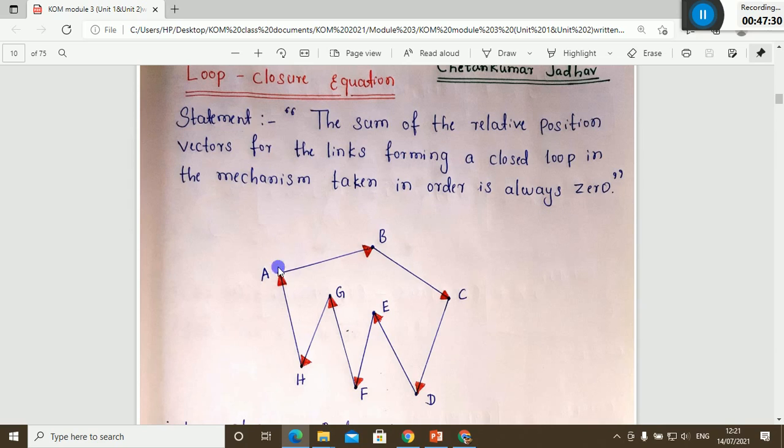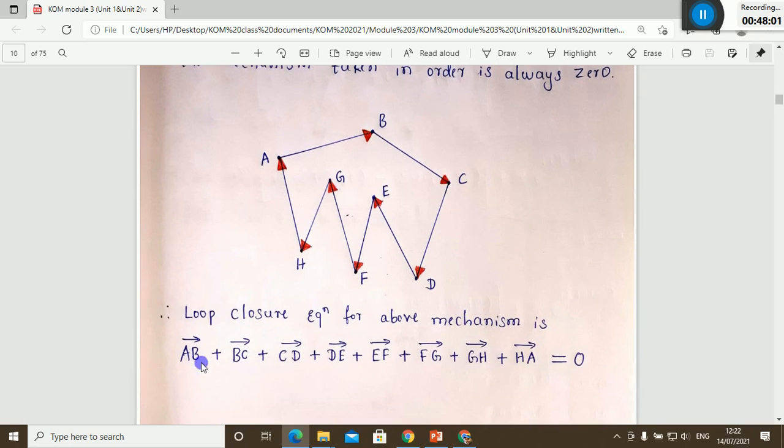Just consider this as a mechanism having different kinematic links 1, 2, 3, 4, 5, 6, 7, 8. I think it is having 8 kinematic links. I'll replace the kinematic links with vectors, that is vector AB, BC, CD up to HA. You can give any random direction, either clockwise or counterclockwise, as per your wish. After giving the directions, first I'll take all the directions as clockwise. AB is moving clockwise, BC is also moving clockwise, for my convenience. And I'll take the summation.